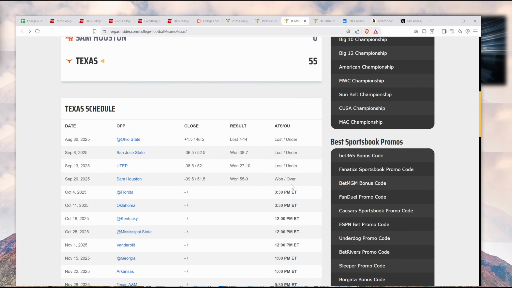Also, you want to look at the strengths of the teams that they played against. Ohio State was the toughest team that they played against. They lost by a touchdown. Especially if they're playing against quality teams, it gives you a lot more information.